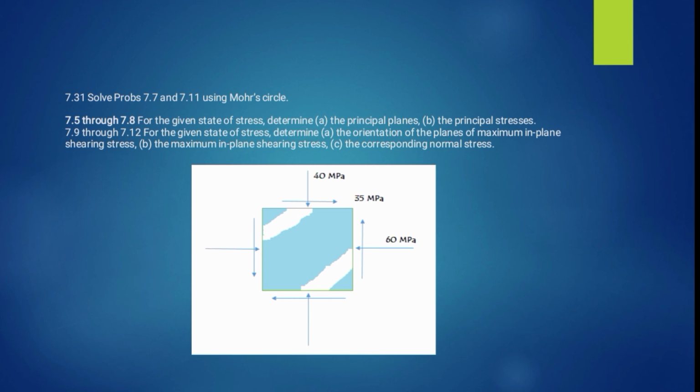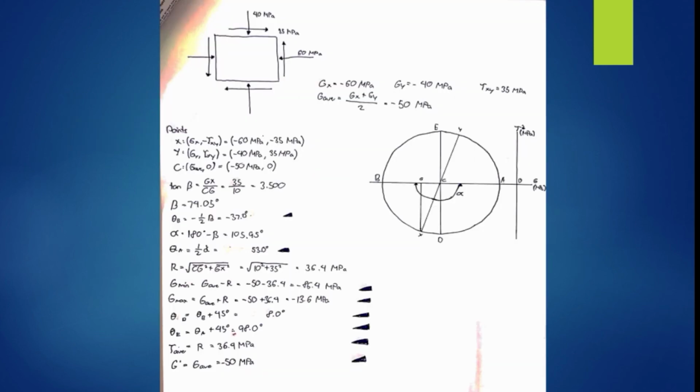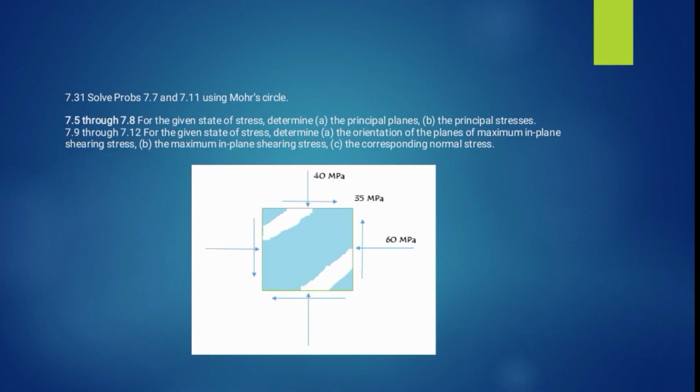The principal stresses. Next is θD equals θB plus 45 degrees, the half of 90 degrees, which is equal to 8.0. Then θE is equal to θA plus 45 degrees, which is equal to 98.0. So we have the answer for our 7.11, the orientation of the planes of maximum in-plane shearing stress.